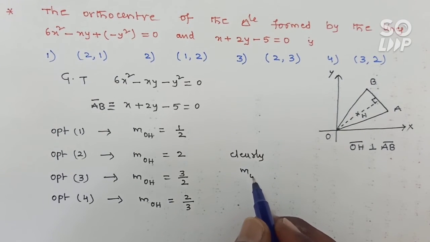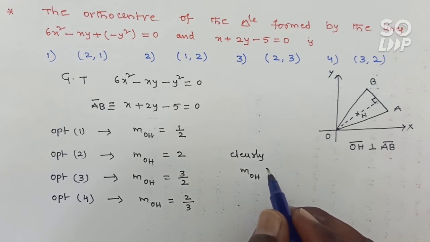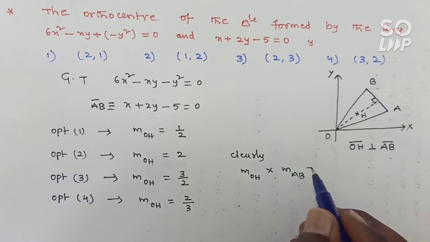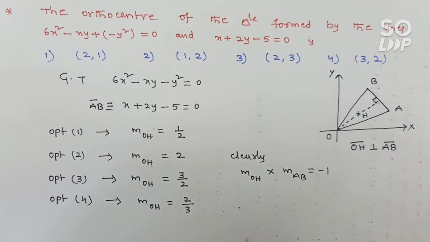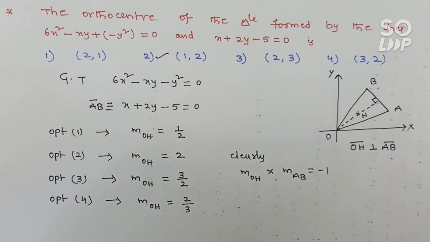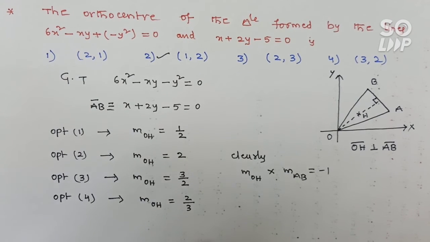Clearly, slope of altitude OH times slope of AB is equal to −1 for the second option. So your answer is option 2. This is the very best method to find the orthocenter of a triangle when the given triangle does not form a right angle at the origin. This is the simple method.